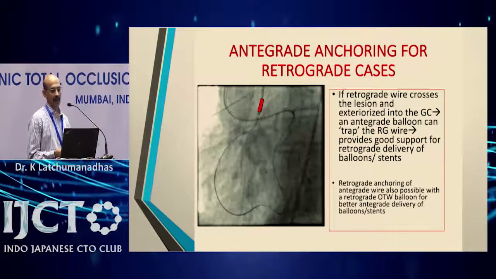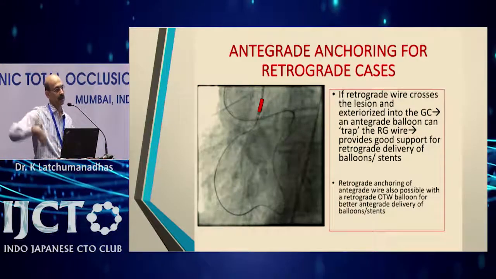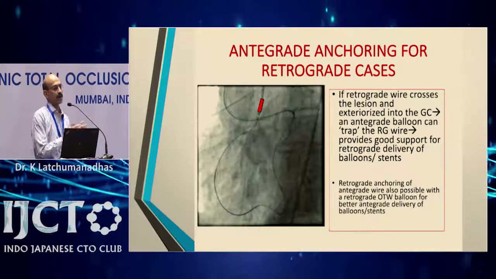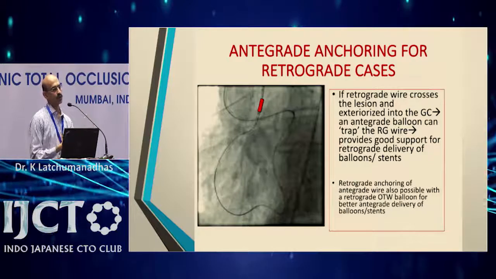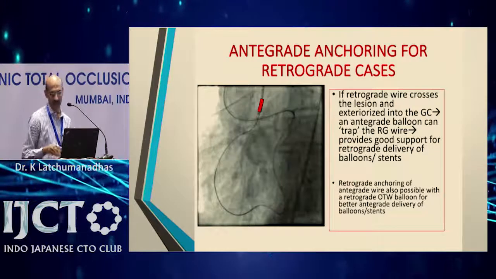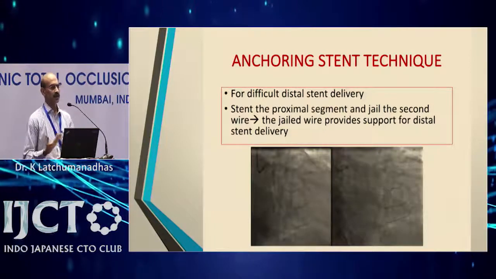Same thing can be done in the opposite. Retrograde anchoring of the antegrade wire is also possible, where from the retrograde position you can put the balloon and then steady that, so that the antegrade wire will be helped to pass the balloon and stents. And of course, you can use the stent also for that purpose.